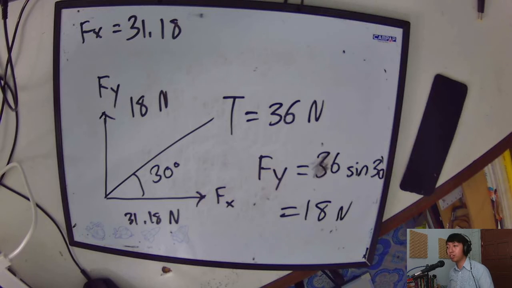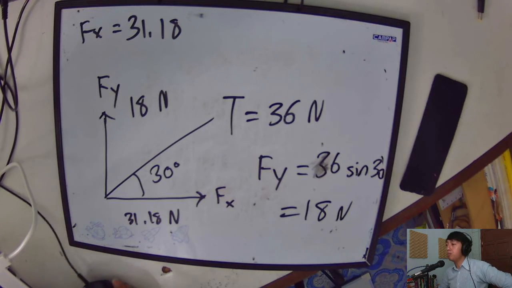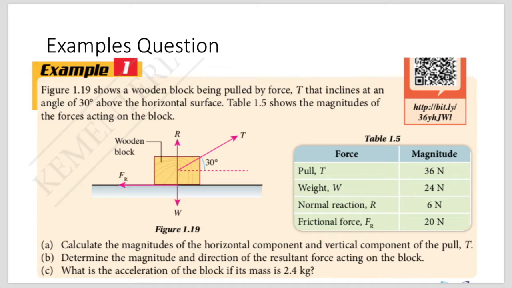Now sometimes you have to read the question carefully, because there are questions where, when you read it, you're not so sure where is the horizontal and where is the vertical until you read carefully. So let me continue with this one. Let's go back here. So now you've answered the first question, which is to calculate the vertical and the horizontal component.